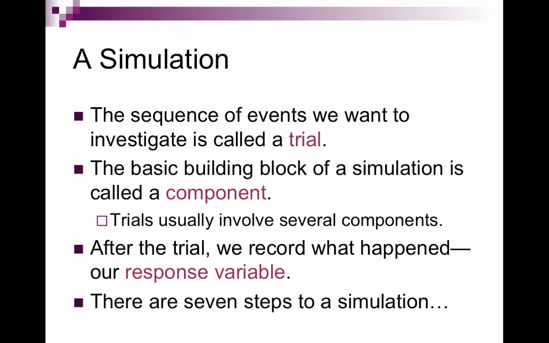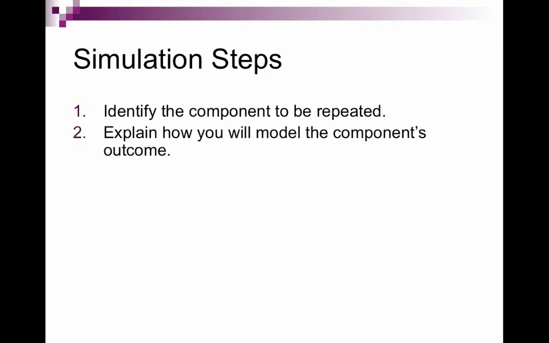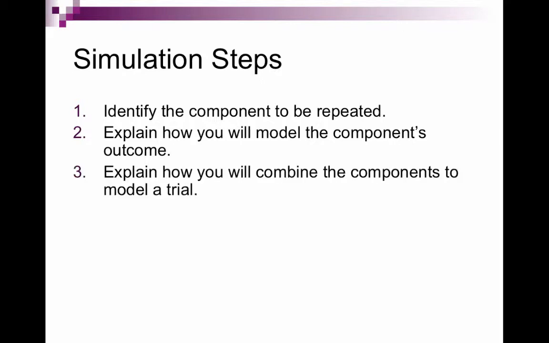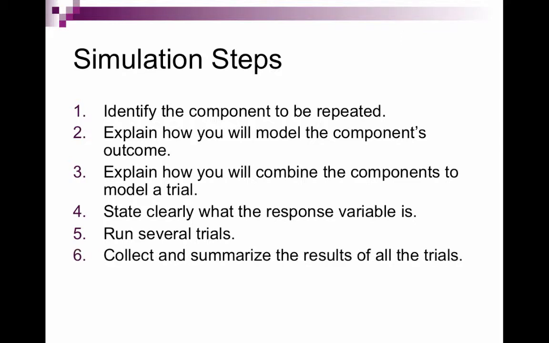There are 7 steps to a simulation. The first step is to identify the component that is to be repeated. The second step is to explain how you will model the component's outcome. The third step is to explain how you will combine the components to model a trial. The fourth is to clearly state what the response variable is. Then you run several trials. Then you collect and summarize the results of all the trials. And finally, you state your conclusion.